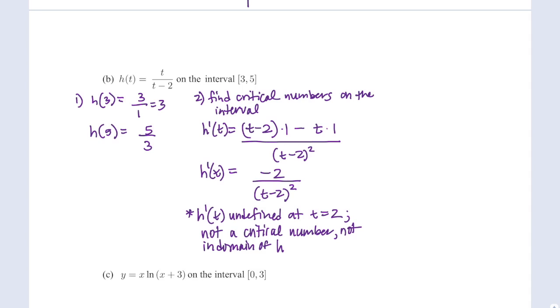We can also see that this derivative will never be 0 because there's a negative 2 in the numerator. So we always have something that's non-zero in the numerator, right? So h prime of t is never 0, right? So there are no critical numbers. Not anywhere, not even just in this interval. There are just no critical numbers for h.